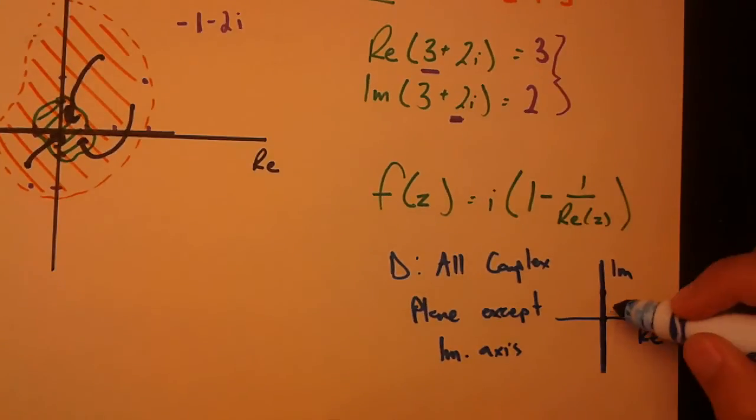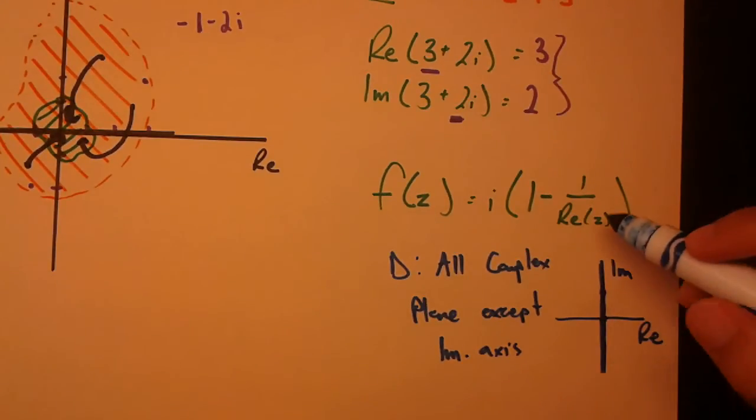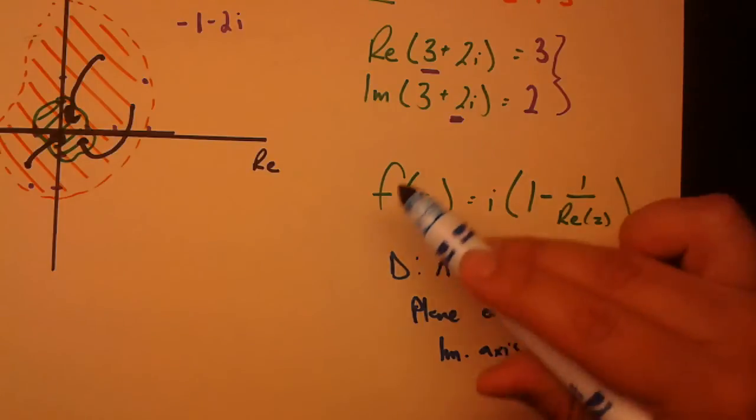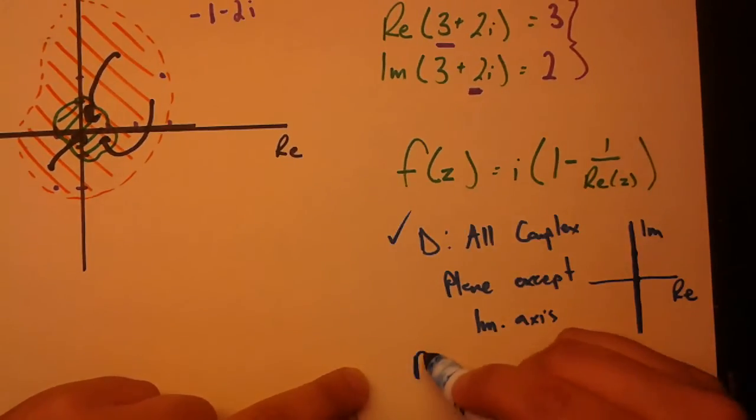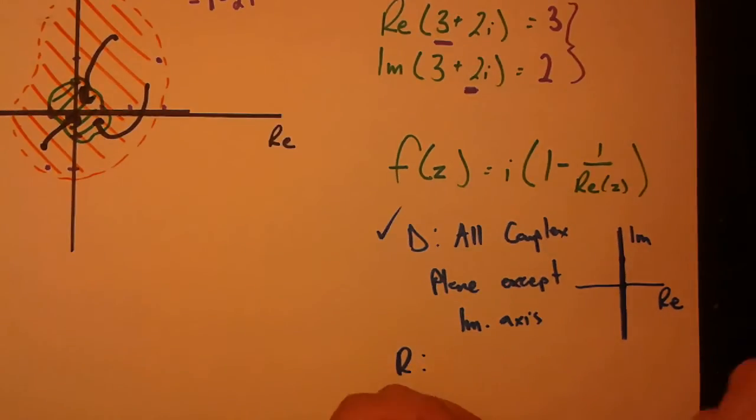Again, if you choose anything on the imaginary axis, the real part of z is 0, and we get undefined and are not going to get something nice back. So we have the domain all figured out. Check. Range is a little bit more complicated, but not that much more complicated.